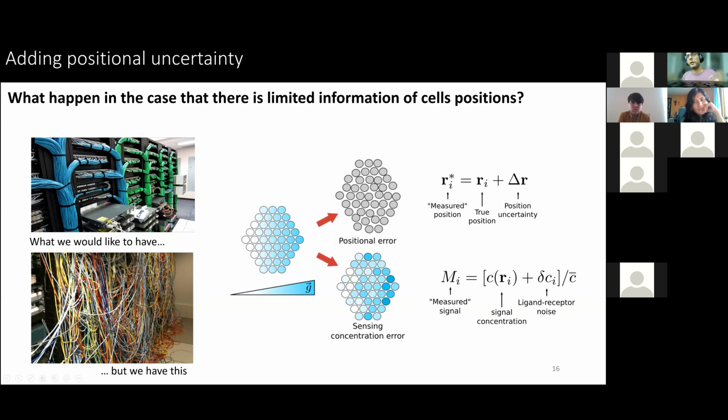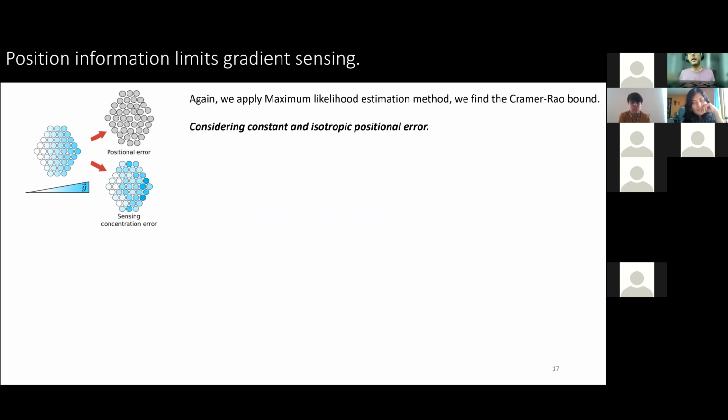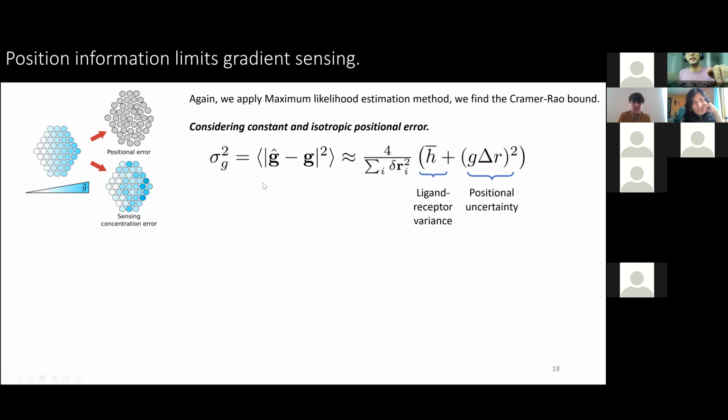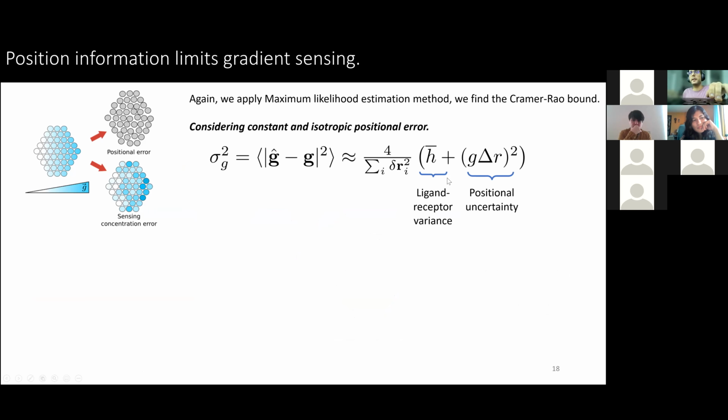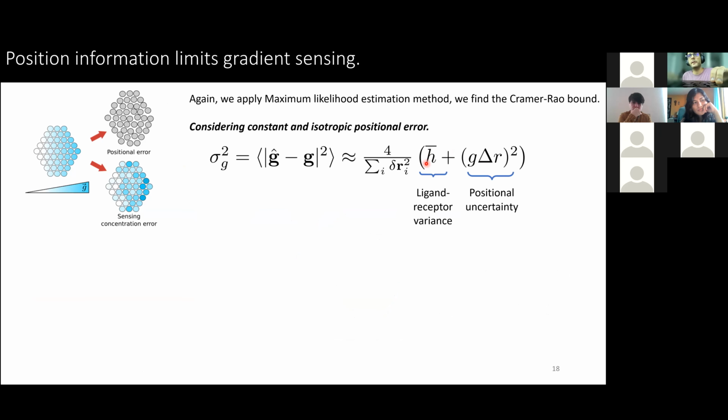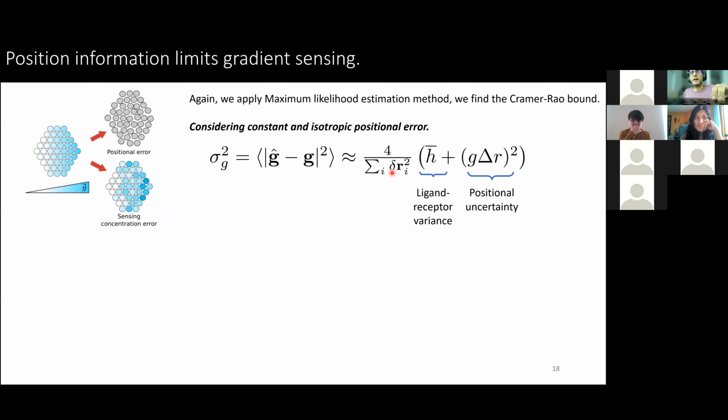To start, we are going to assume that all these positional uncertainties are the same for all the cells. Again, we can put everything into the maximum likelihood estimation method, and we can find the Cramer-Rao bound and the lowest error with this information. This is the expression that we get. It looks very similar to the previous one. We have the error of the gradient concentration, and we have a new term that is associated with the position uncertainty. Remember that this delta R is the position uncertainty of each cell. We also see that this prefactor is exactly the same as before, so the dependence on the number of cells is not going to change. Basically, what it's telling us is that this is going to become more precise with increasing the number of cells in the cluster.